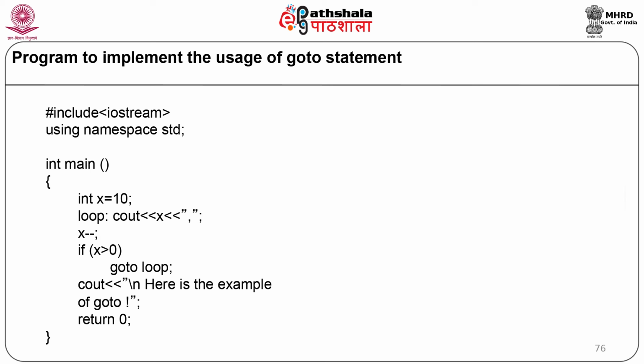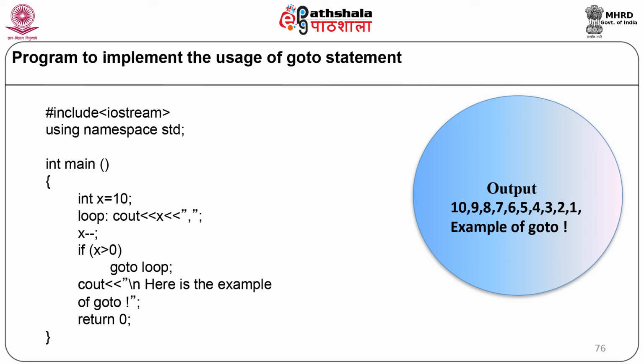Now as you can see in this particular program, when the code is compiled and executed, it will produce the result as initial value of x 10, then it will go till 9, 8, 7, 6, 5, 4, 3, 2, 1. These are the values that will be displayed on the screen, and then it will display the message example of goto and the program will end.